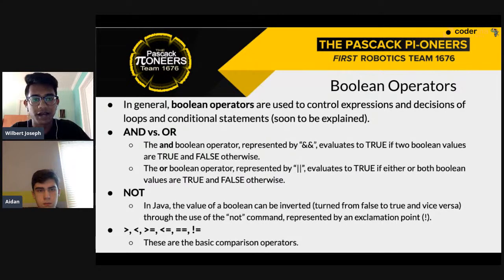Next, we have the NOT operator. The NOT operator in Java can be used to invert or turn from true to false or false to true, and it's represented through an exclamation point in Java.